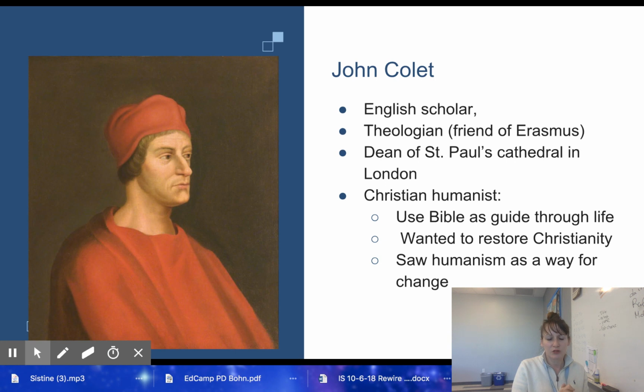So he thought it was important to use the Bible and scriptures as a guide for people's lives. He wanted to restore Christianity to make it more vibrant and appreciated again. And he saw that humanism could be a method for reform, for change as well.